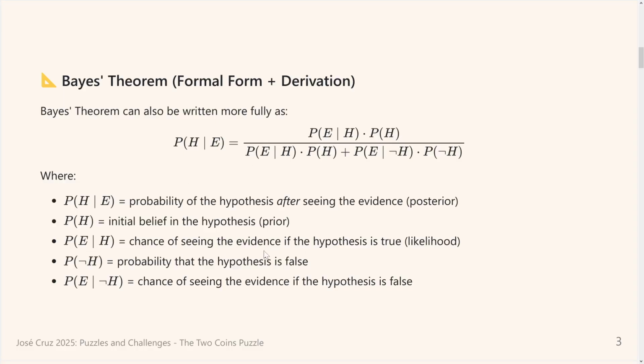And then the chance of seeing the evidence if the hypothesis is true. It's a probability, something that you know about. It's the probability of, let's say, seeing heads if I know that the coin is biased, for instance. I will show in a moment some examples of this. This is the complement, the probability that the hypothesis is false, and the chance of seeing the evidence if the hypothesis is false. This is quite simple to check, and you will see in a moment how we can apply this.